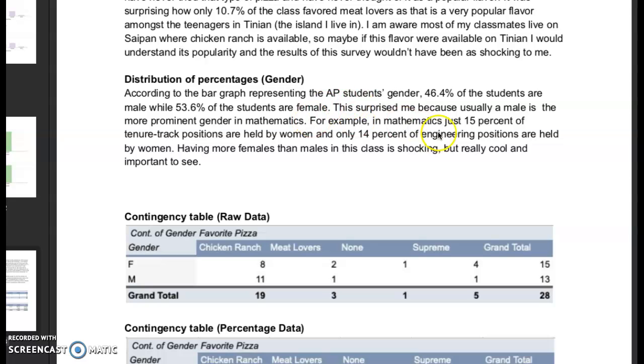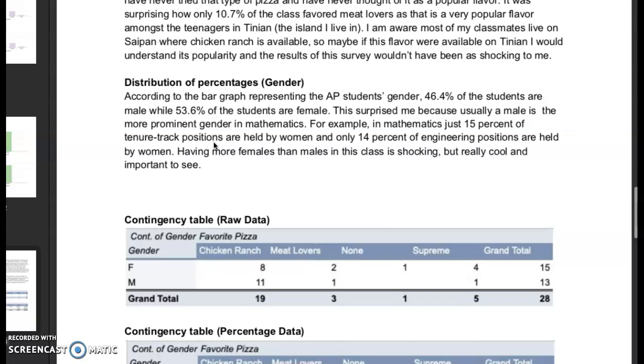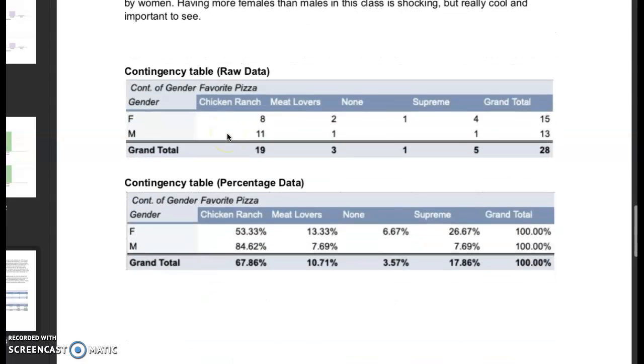I included some examples of how only 15% of tenure track positions, which is basically a position in mathematics, are held by women, and only 14% of engineering, which involves mathematics, is held by women as well, and the rest being men. So having more females than males in this class was overall shocking for me, but it's really cool and important to see this representation in mathematics.